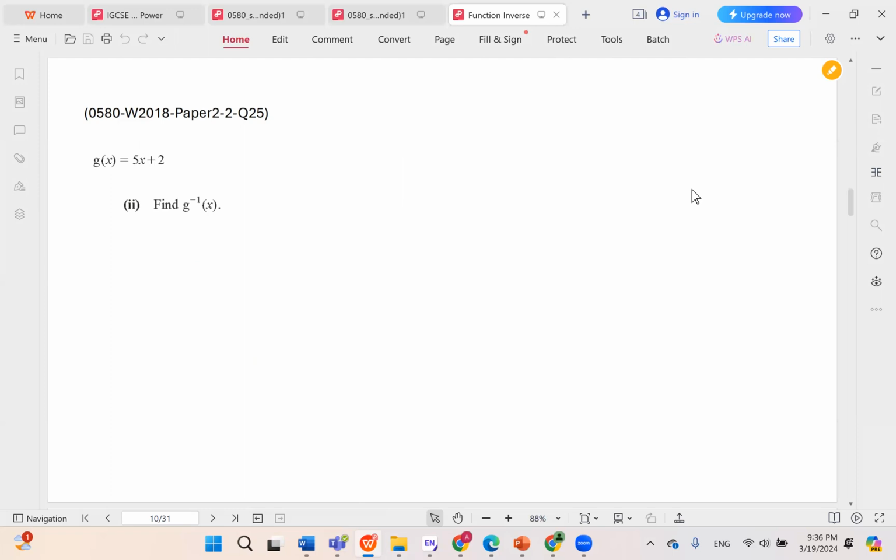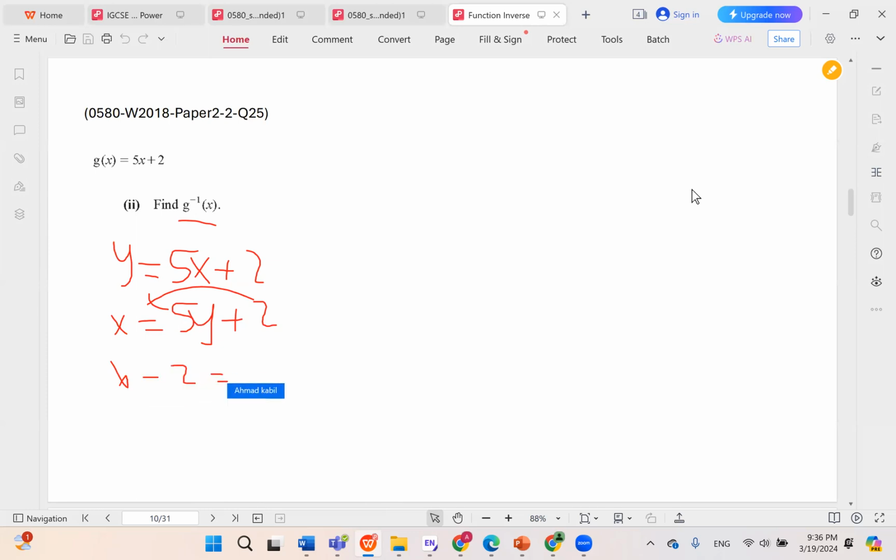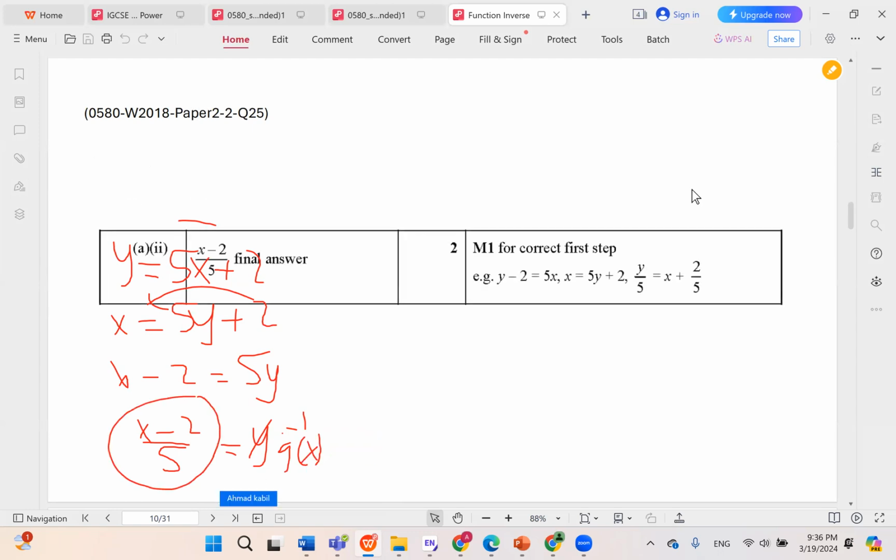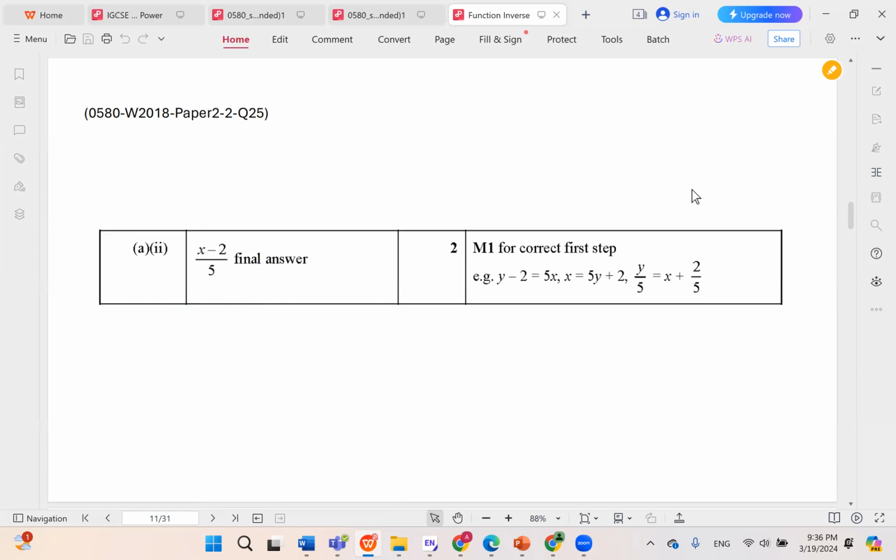In this case, we have y equals 5x plus 2, and we want to get the inverse, so we have to flip the variables. So x equals 5y plus 2. We take the 2 to the other side, we get x minus 2 equals 5y, and then we divide by 5, so x minus 2 divided by 5. Finally, we remove the y and we write g inverse of x. So this is the final expression. x minus 2 over 5 is the correct answer here.